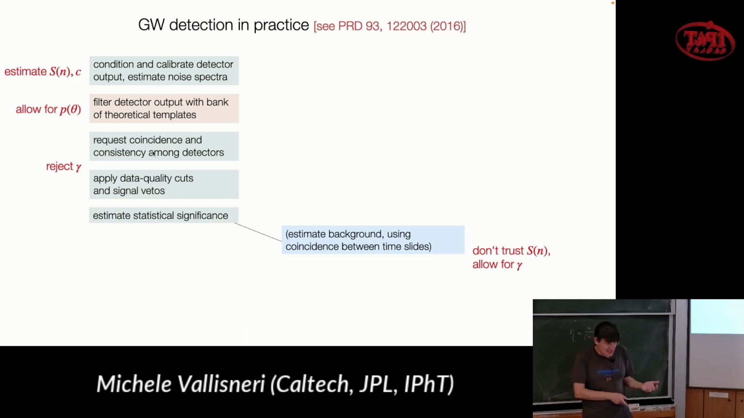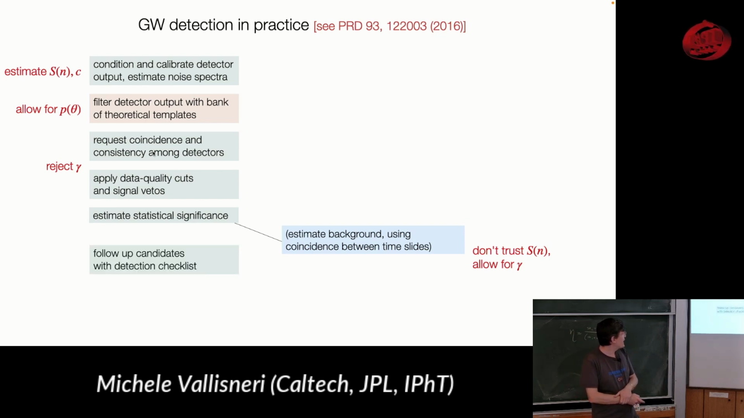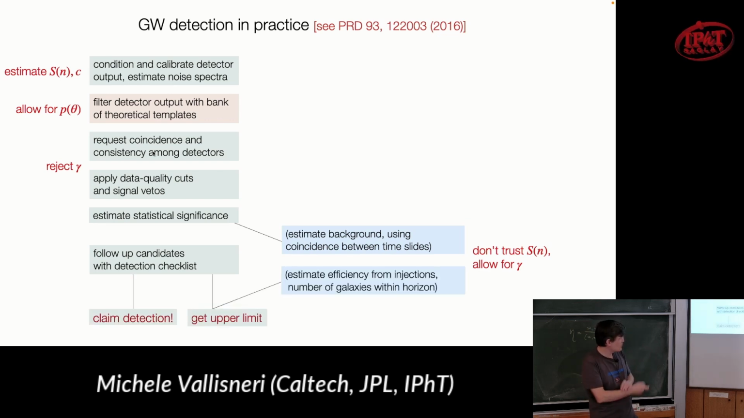The hypothesis there is what? That your interferometer is in a homogeneous state for the duration over which you take your time slides. Okay? If the noise changes, you start to get into problems. And then, okay, the detection checklist is the idea of checking many different things and so on. And finally, you can either claim a detection or, as I had in the slide before, get an upper limit. Just look at the loudest thing that you did.